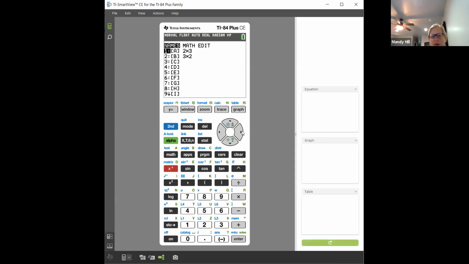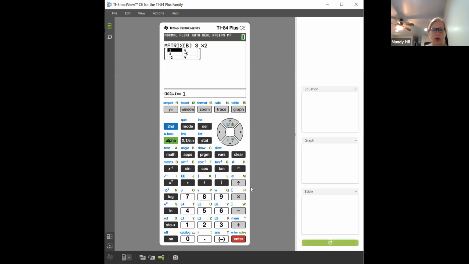Second matrix, this is tricky. Remember, we go over to edit, then we're going to go down to B. And matrix B is 3 rows, 2 columns. So this was already correct. We have 1, 6, 3, -5, and -2, and 4. Okay.